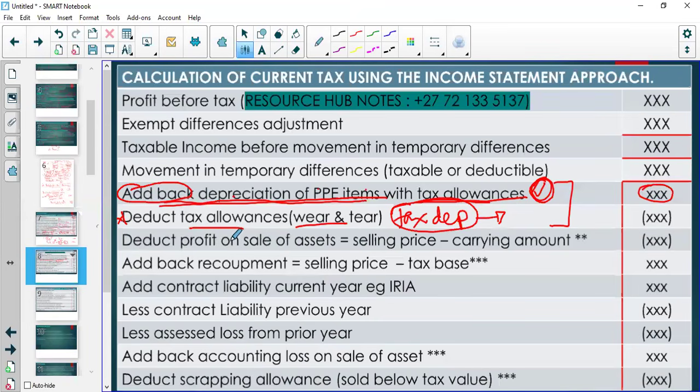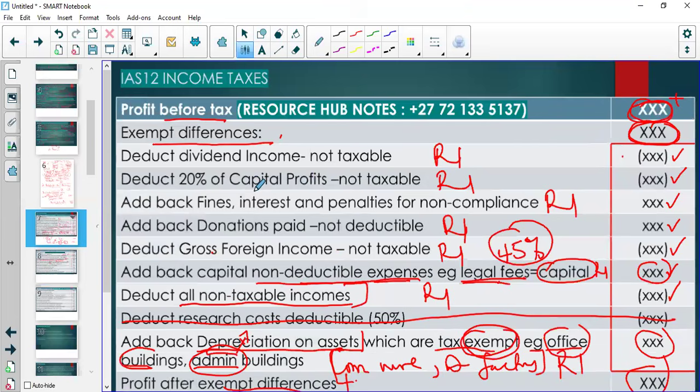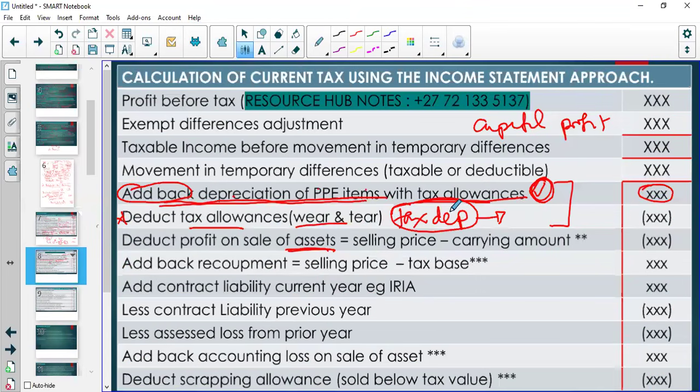Then we have profit on the sale of assets. Remember that we have already dealt with capital profit, because capital profit is dealt with here. The profit above the cost is dealt with here under exempt differences. Now we're talking of the profit below the cost.